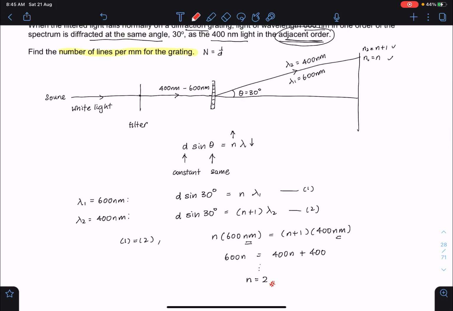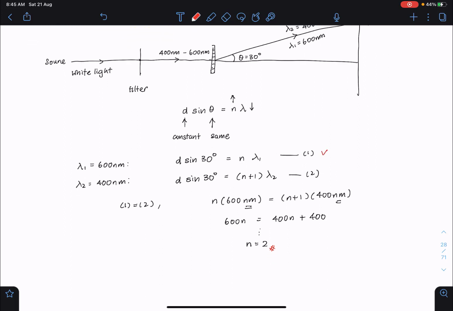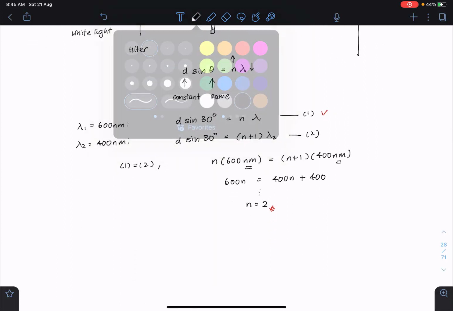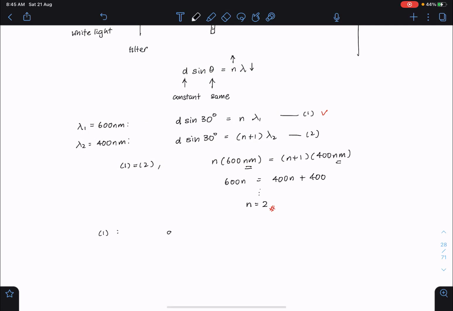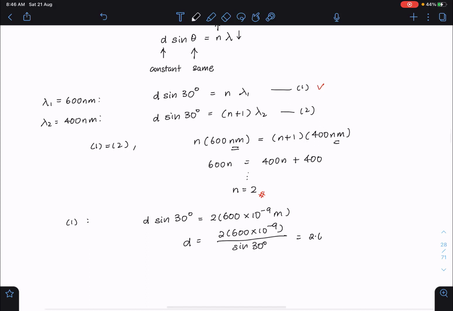Now, have we solved the question? No, what we want is d. So how do we get d? Substitute into one of these equations. I'm going to substitute into equation 1. So for equation 1, we will find d sine 30 degrees equals 2 times lambda 1, where lambda 1 here is 600 nanometer. So it's 600, nano is times 10 to the power minus 9 meters. Then we can make d the subject of the formula and solve, and that will give us 2.4 times 10 to the power of minus 6 meters.